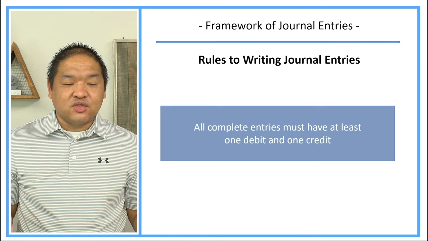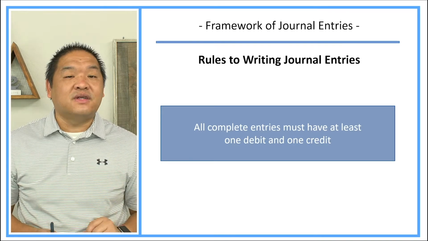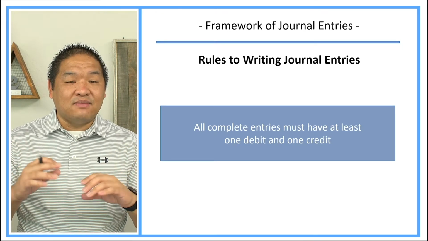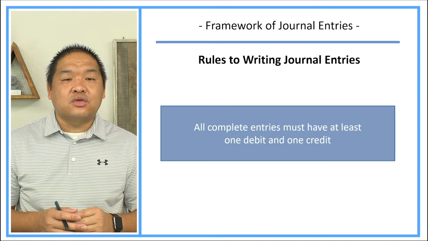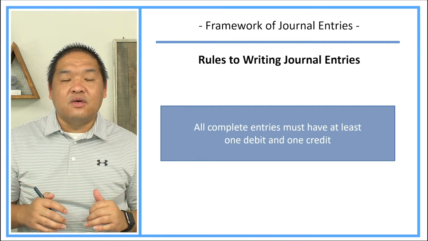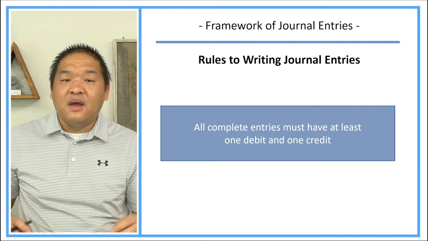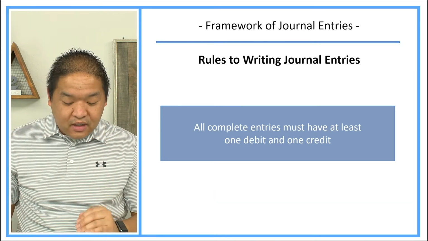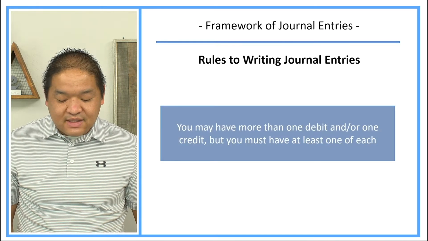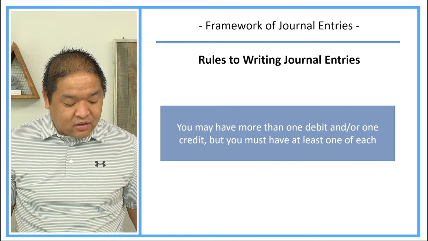I've heard of situations where a company might have 500 lines. They might have 499 debits and 1 credit. Why might that be the case? Well, maybe they're trying to take some type of cash or revenues and actually allocate it to different departments who get credited for those revenues. So just understand that we can have as many debits as we want, as many credits as we want, but we must have at least 1 debit and 1 credit. So you may have more than 1 debit and or 1 credit, but you must have at least 1 of each. If you don't have 1 of each, you've done the journal entry incorrectly.